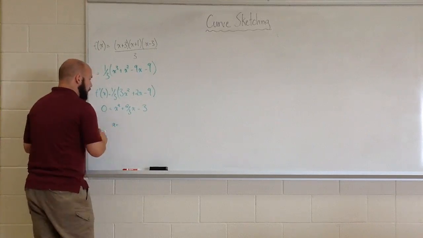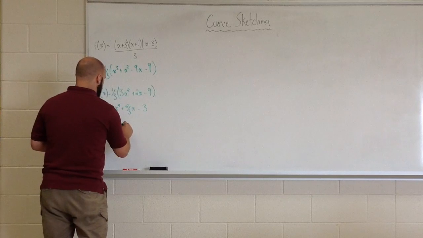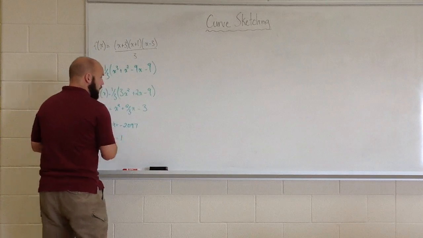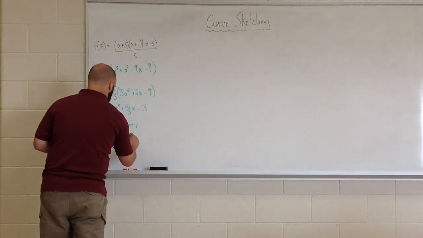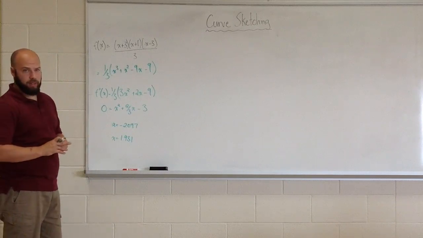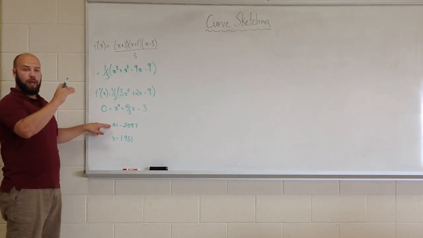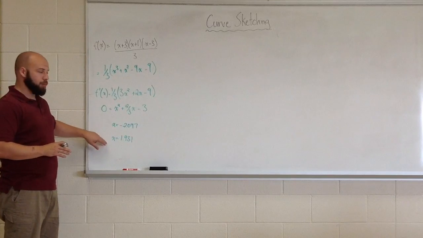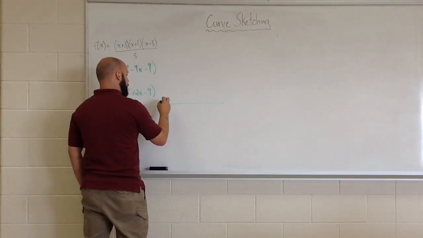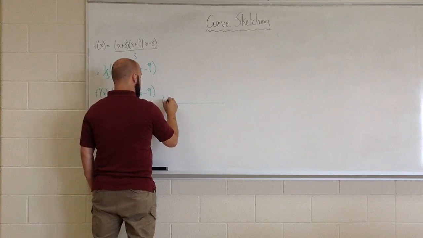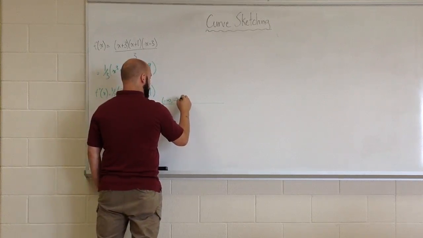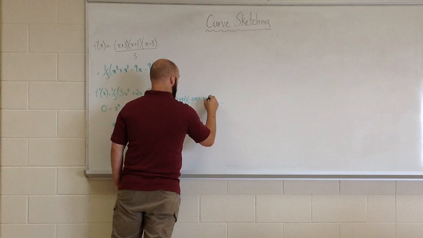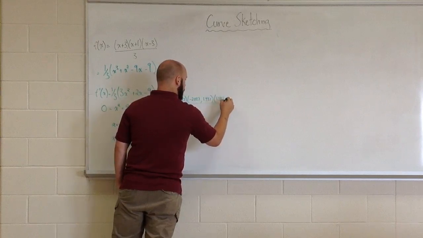Our x results, when we plug this into the quadratic formula, should be negative 2.097 and x equals 1.431. Those are the 2 x values once you plug it into the formula. So these are our local maximum or local minimum points. We need to use an interval table to figure out if they're the maximum or the minimum. So we set up our intervals from negative infinity to infinity: negative infinity to negative 2.097, negative 2.097 to 1.431, and 1.431 to infinity.